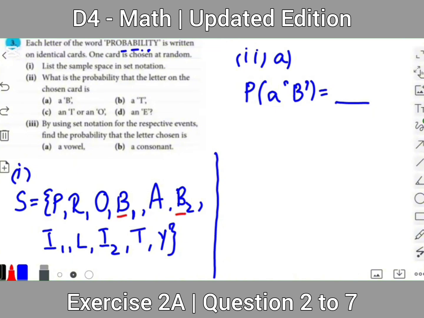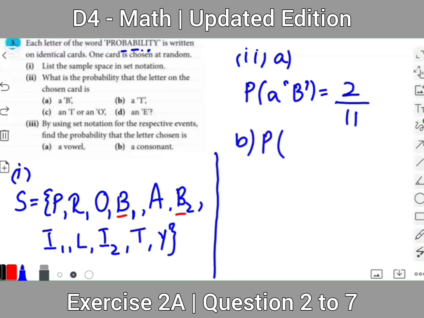There are only two letters that are B. So here the number of elements in the event is 2. And what is the total number of elements in the sample space? So let's count. They are 1, 2, 3, 4, 5, 6, 7, 8, 9, 10, and 11. So we will write down 11 in the denominator. Now for part B.